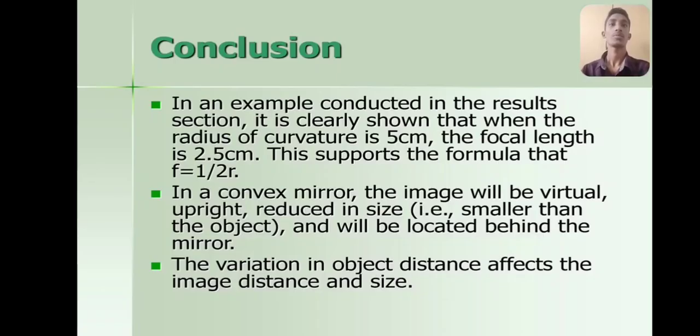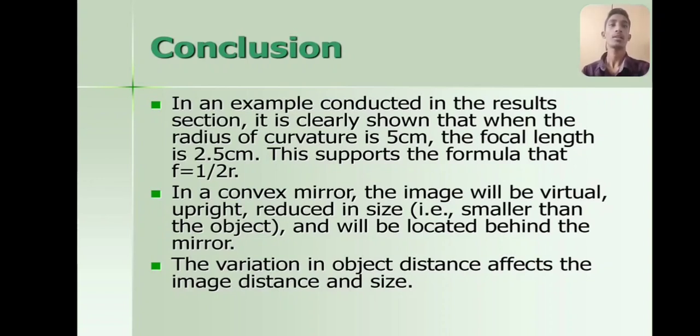Conclusion. In an example conducted in the results section, it is clearly shown that when the radius of curvature is 5 cm, the focal length is 2.5 cm. This supports the formula that f is equal to r by 2.